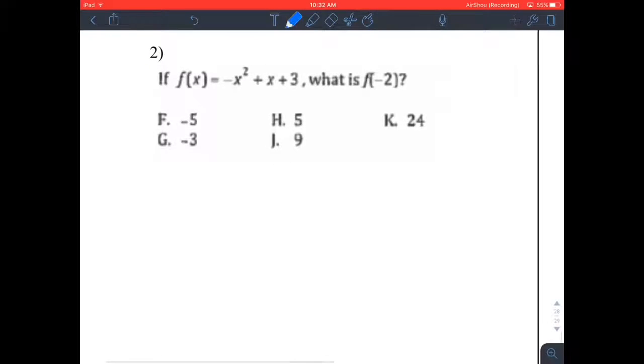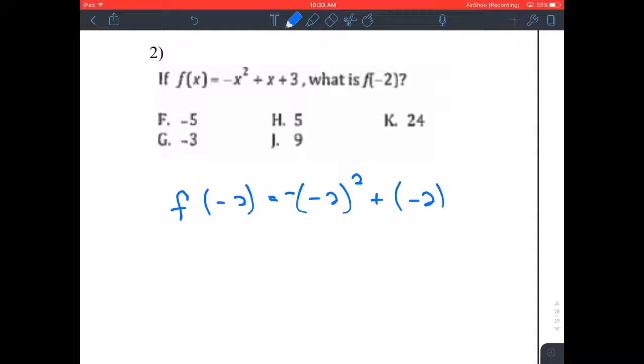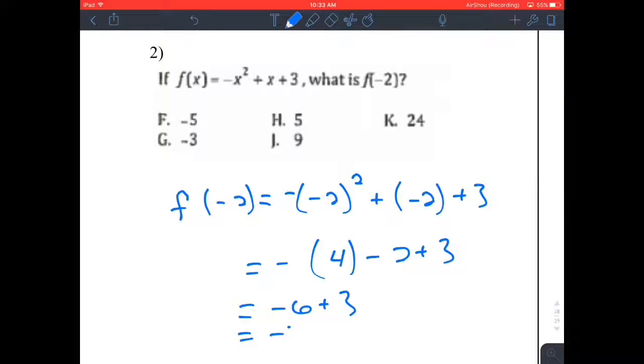Number 2, similar problem. We are supposed to substitute a negative 2 into this problem. When you substitute, use parentheses. You will make a lot fewer mistakes if you use parentheses. A negative 2 squared is 4, plus a minus 2 is a minus 2. Minus 4 minus 2 is a minus 6. Minus 6 plus 3 is a minus 3.